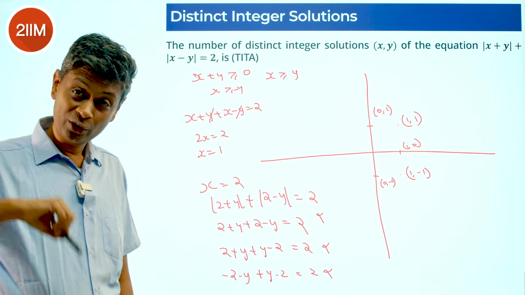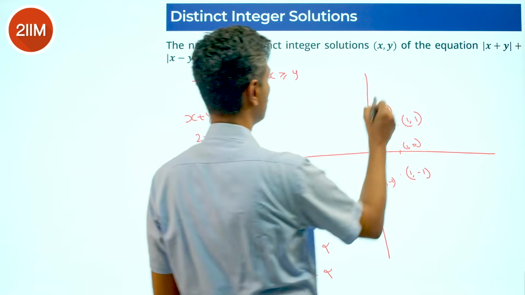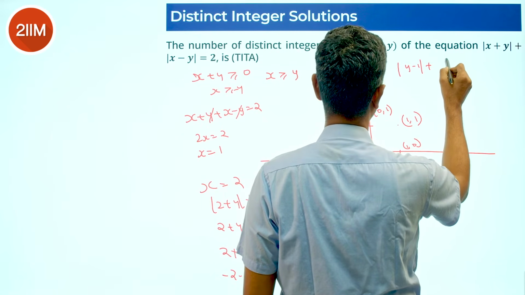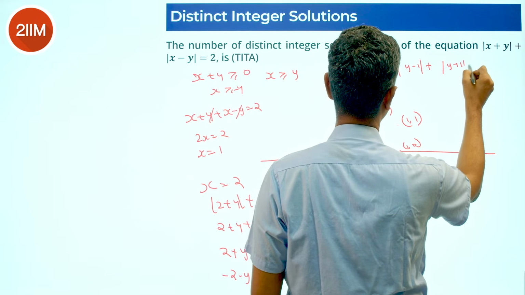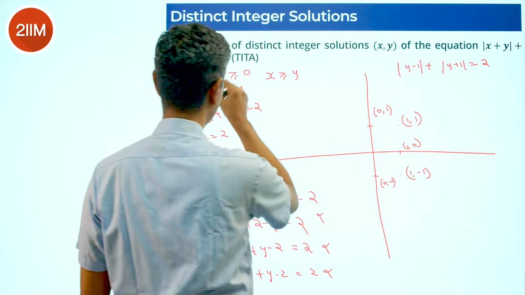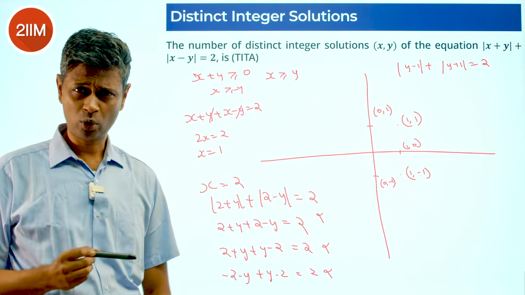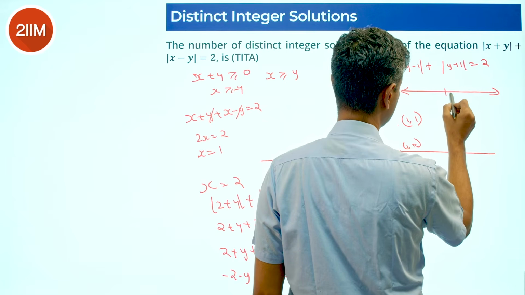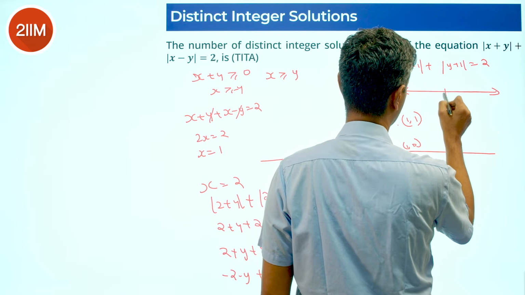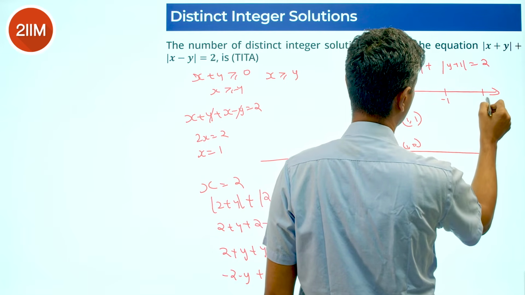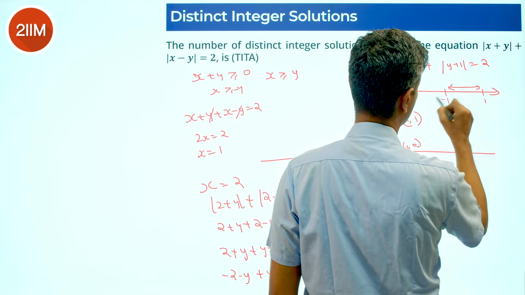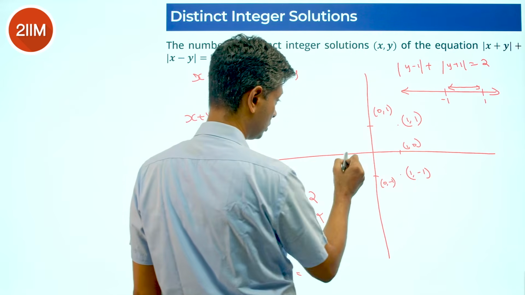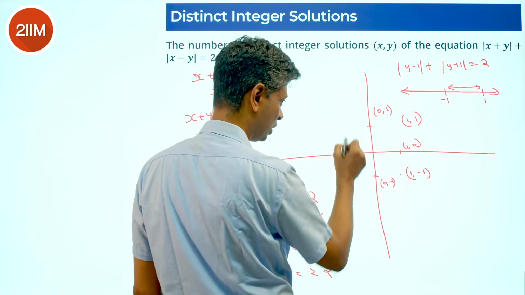Put x equal to minus 1. Right, so I have modulus of y minus 1 plus modulus of y plus 1 equal to 2. Minus 1 minus y is y plus 1. I'm thinking about y: the distance between y and minus 1, y and plus 1 should be 2. Y should be between minus 1 and 1, and x is minus 1. This entire range will work.